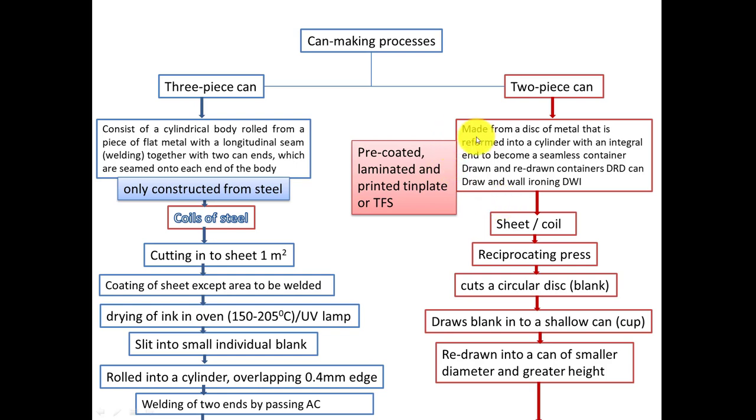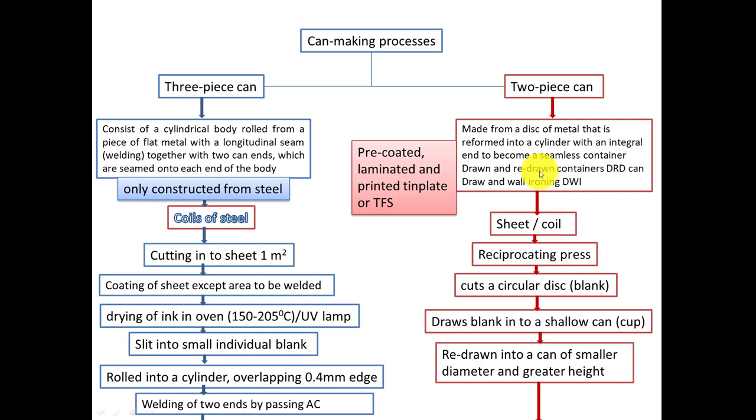So what has been written? Made from a disc of metal that is reformed into cylinders. First we have a disc, then we press it into a cylinder with an integral end to become a seamless container. It means we do not need to apply the bottom lid, because due to pressing, the metal sheet itself becomes the end and forms a seamless container.